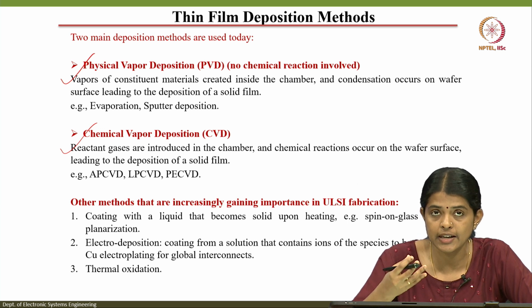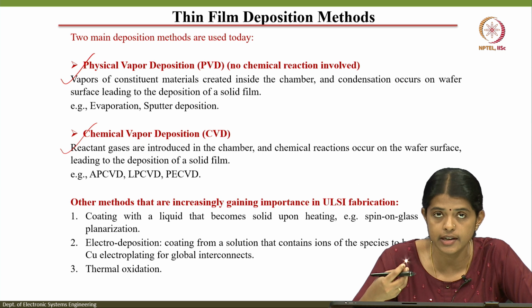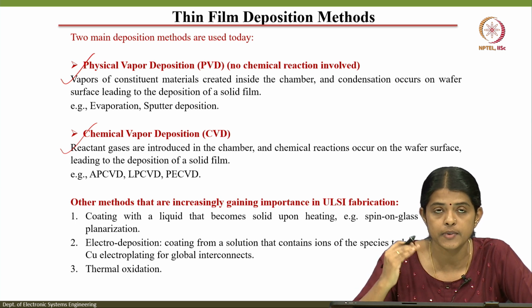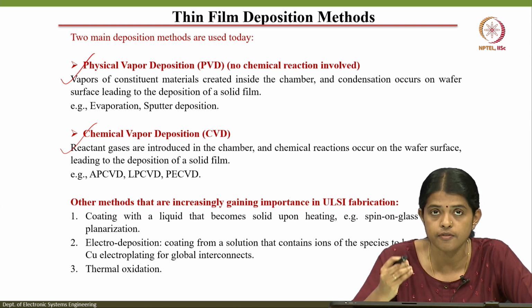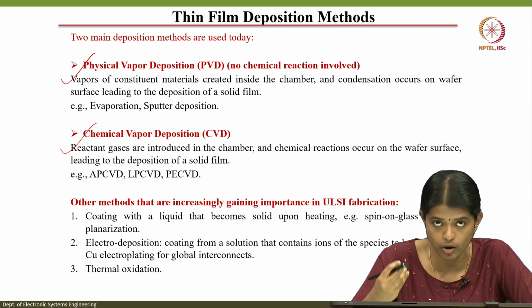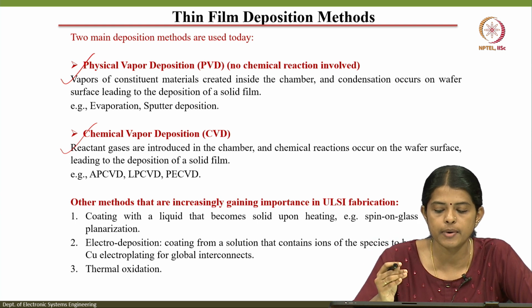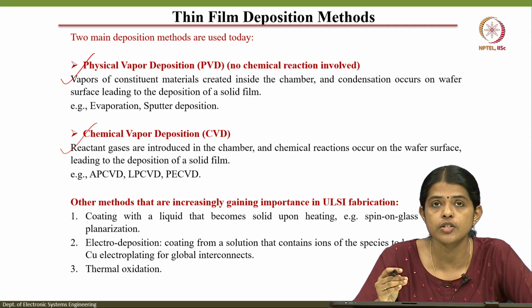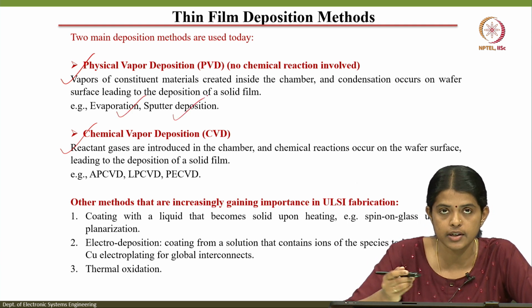Here the constituent materials are evaporated using either thermal energy or an electron beam, and these vapors travel towards a substrate where you have placed your silicon wafer or whatever be the substrate where you are planning to have a thin film deposited. These substrates are placed inside a chamber, and these vapors travel and get condensed on the wafer surface, leading to the formation of a thin film. As we mentioned, it can be an evaporation method or a sputtering technique.